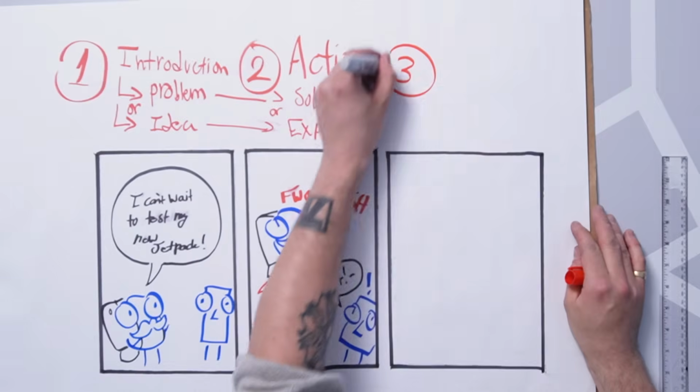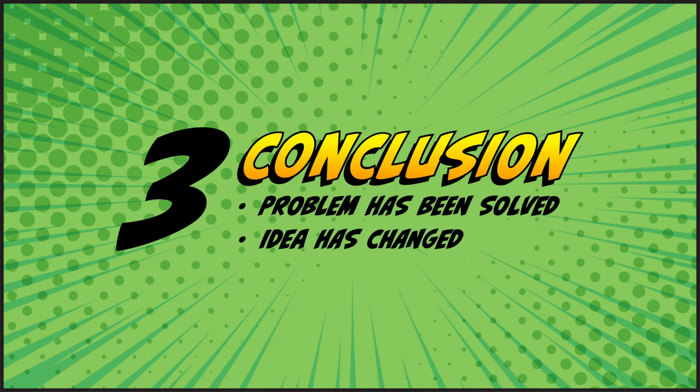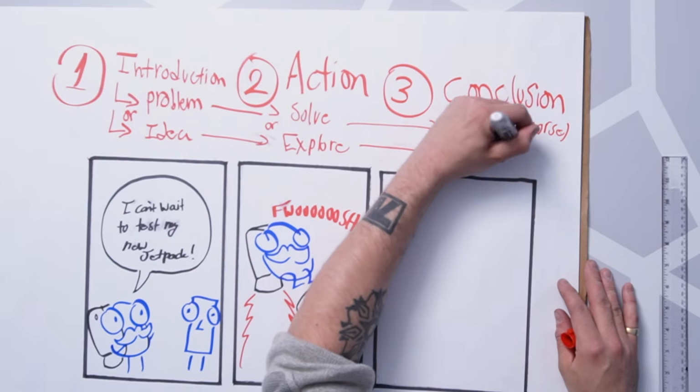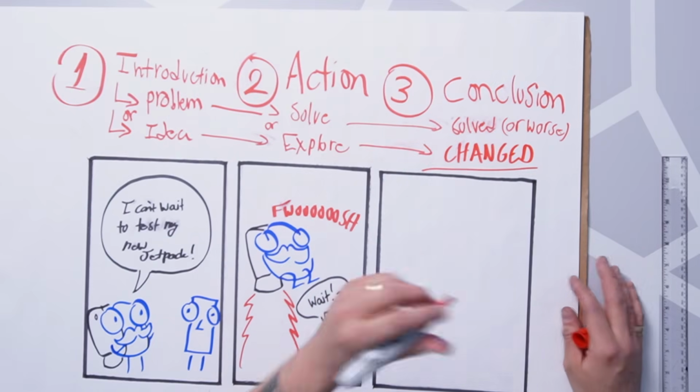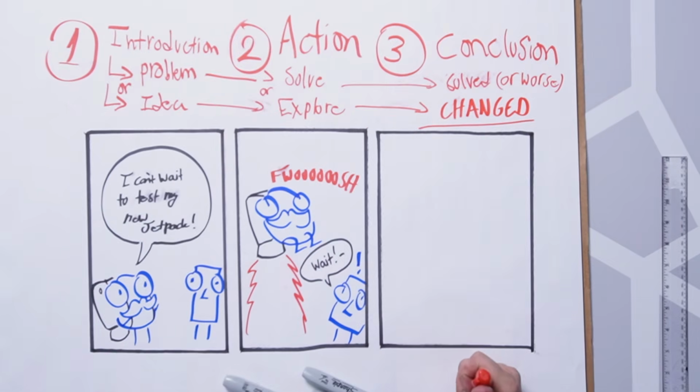And now, no matter what's going on in our comic, no matter what kind of a comic it is, whether it's scary or funny or sad or informational, by the time we get to the end, what we need now is a conclusion. So it's either solved or the idea we explored has now changed. Basically, the most important thing to have happen at the end of your comic is some form of change. Our characters should be in a different situation than they were at the start.